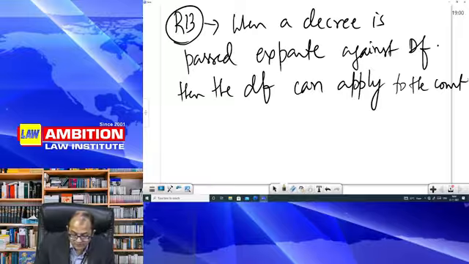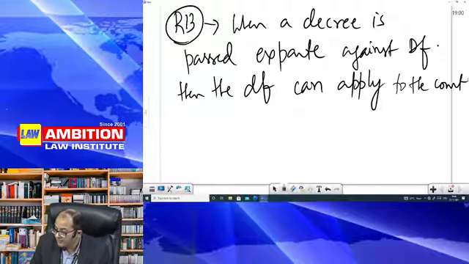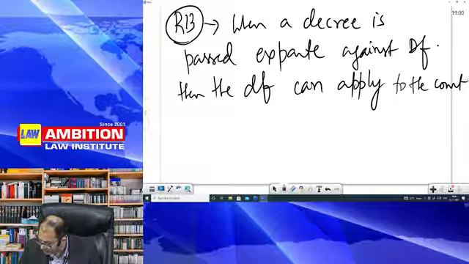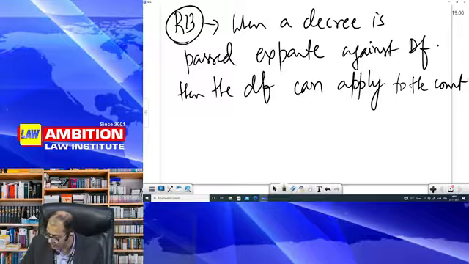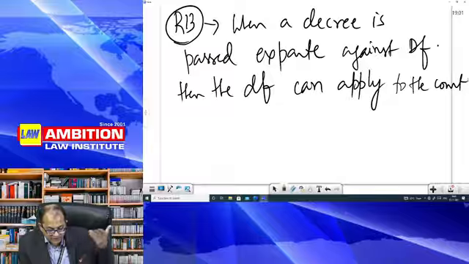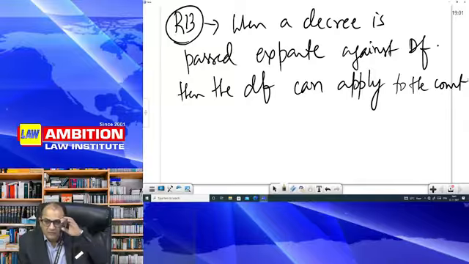And where summons were not duly served, आपको पता ही नहीं था, then the 30 days run from the date when he has knowledge of the decree. तो जब से उसको जानकारी मिली तब से 30 दिन का समय, when he has knowledge of the decree.